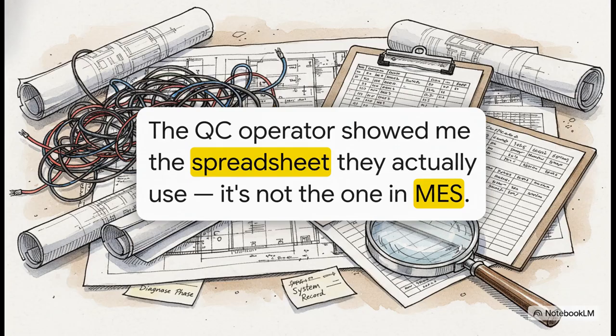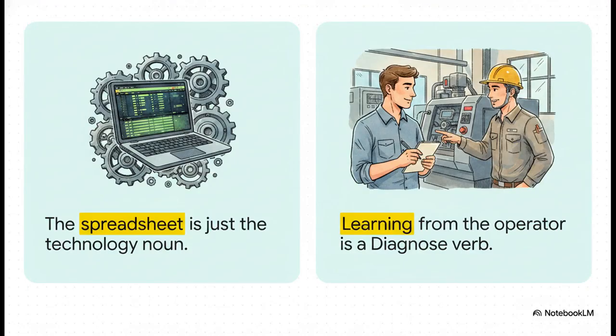Take this totally standard Slack message at 9:14 a.m. The engineer says the QC operator showed them the spreadsheet they actually use, and it's not the one in the manufacturing system. We have to ask, what is the engineer fundamentally doing in this exact moment? If you just skim it, the noun in that message is the spreadsheet, right? That's just the tech. But look at the verb, the action of actually learning from the operator that the workflow uses a completely different system of record. That proves this is a textbook diagnose move. The engineer is learning, they aren't building.